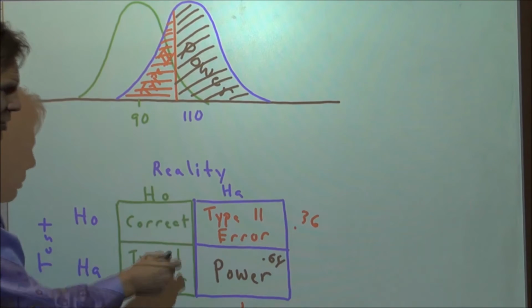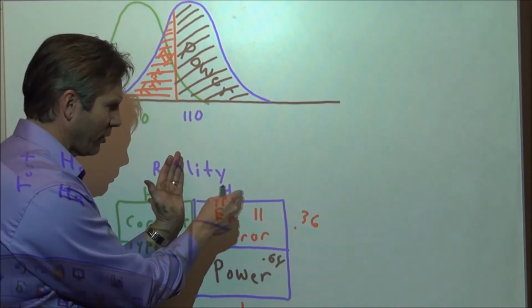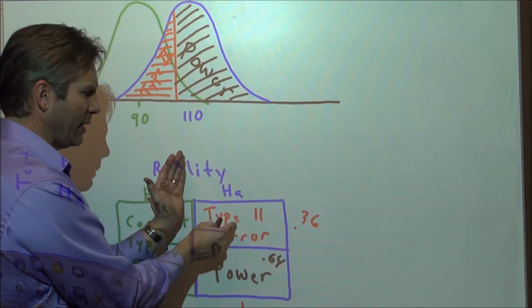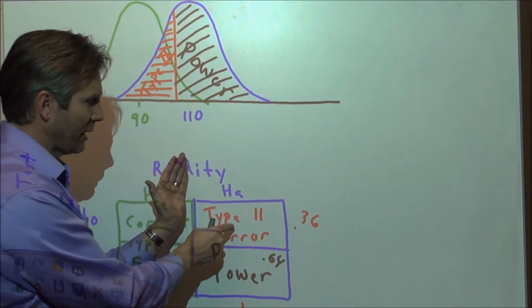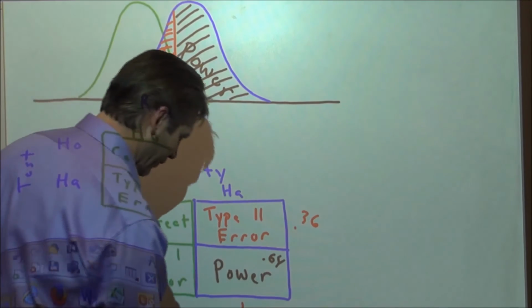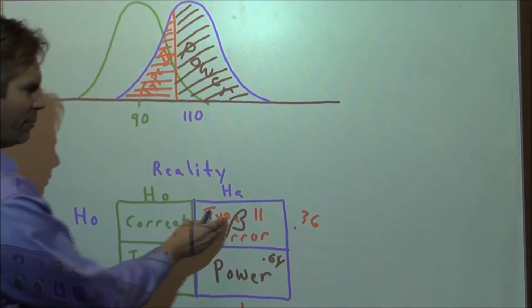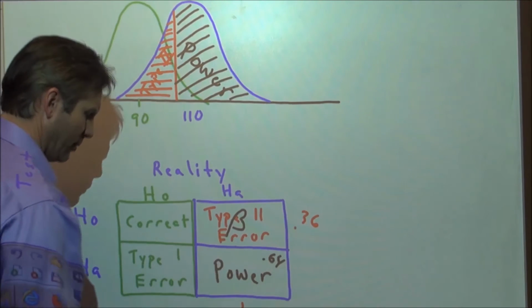So again, it's a conditional probability. If the alternative is true, what's the probability that we would get a sample mean that's too low? That would be the probability of a type 2 error. And by the way, this is referred to as the beta of the test. Beta is the probability of a type 2 error.